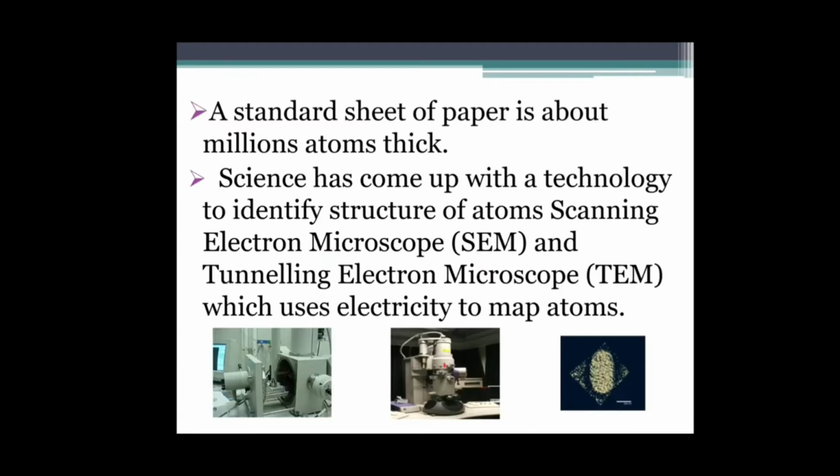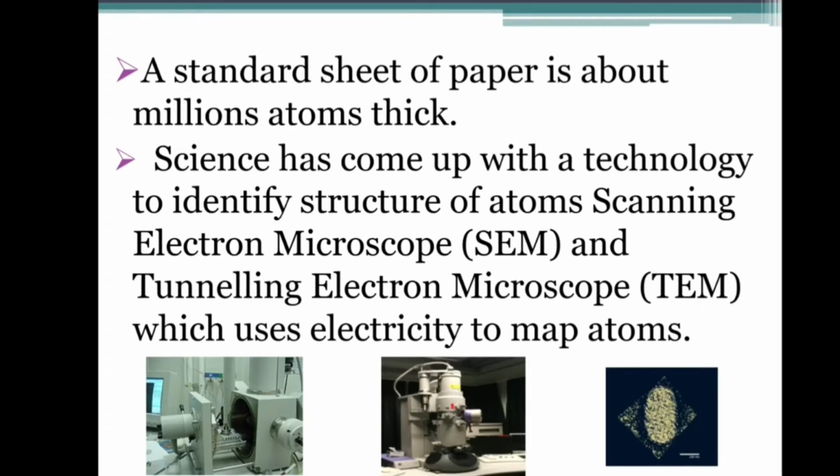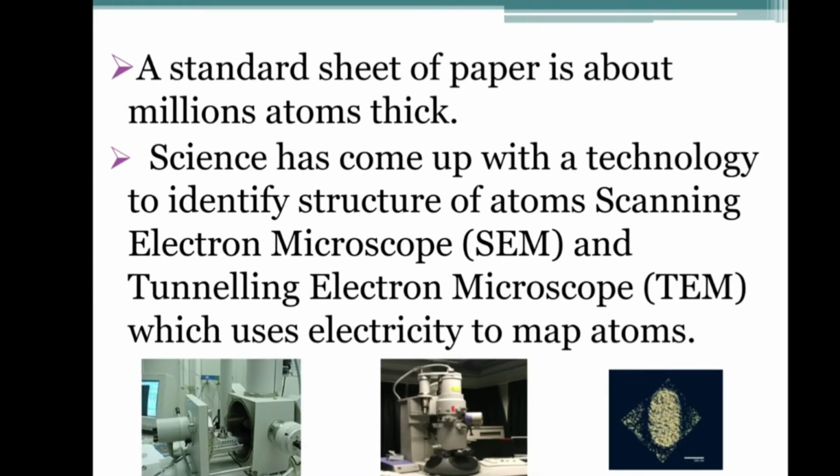A standard sheet of paper is about millions of atoms thick. Science has come up with technology to identify the structure of atoms: the scanning electron microscope, SEM, and the tunneling electron microscope, TEM, which use electricity to map atoms. We are taking a sheet of paper. This is about millions of atoms thick. SEM and TEM are different types of microscopes which use electricity to map the atoms, to show the images of the atoms.